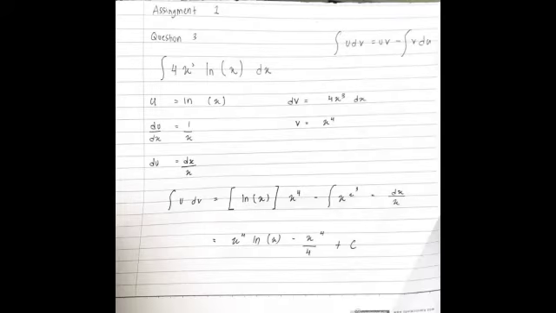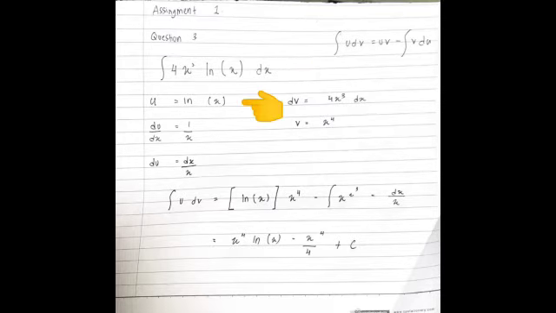Assalamualaikum. So now I want to present my maths assignment 1, question 3. I solve this question using the formula: integral of u dv equals uv minus integral of v du. The question asks to solve the integral of 4x^3 ln(x) dx, where ln is the natural logarithm, using the integration by parts method.